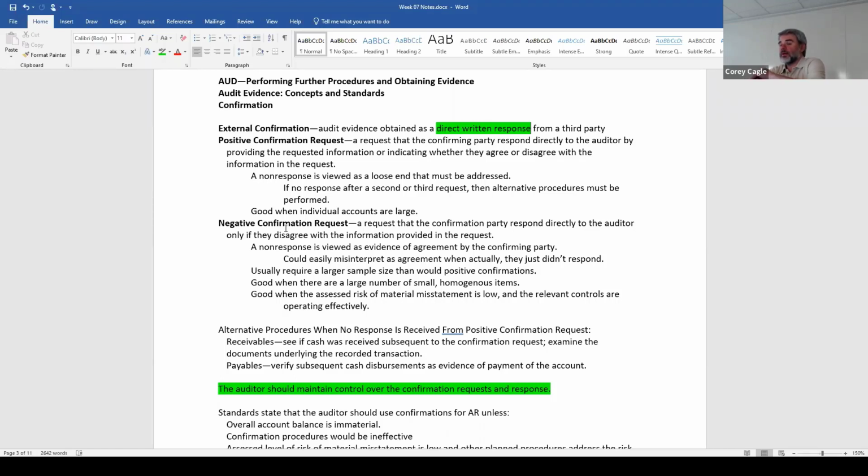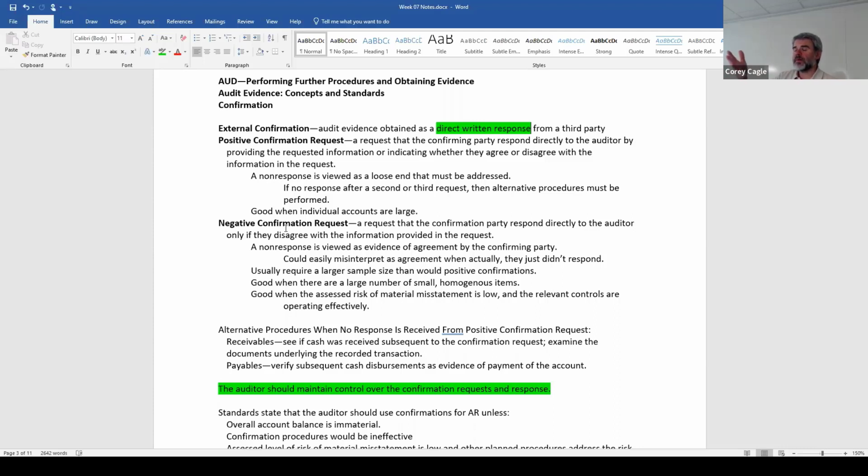Because it's weaker, we would probably want a much larger sample size than we would need with the positive confirmations. So this is good when there's a big, huge number of smaller items. You wouldn't want to get positive confirmations of all of those. You'd want a sample of some of them, and that would be fine. This would be good when the risk of material misstatement is low and the controls are strong, which goes back to our whole idea that you assess control risk to be low. That means you don't have to do as much and as strong of evidence gathering. So this would be weaker evidence for that.